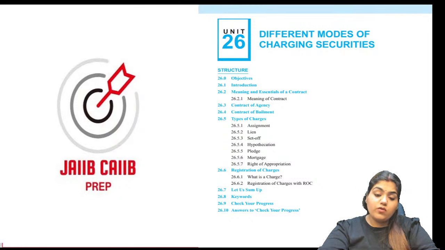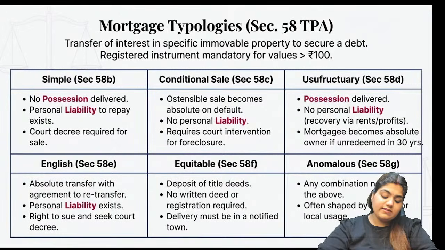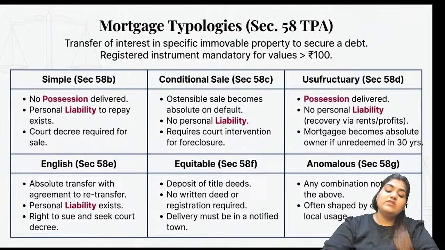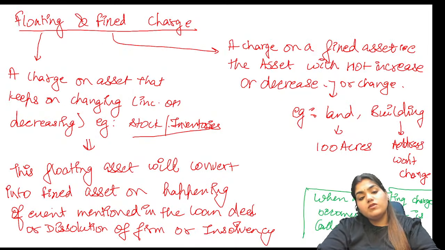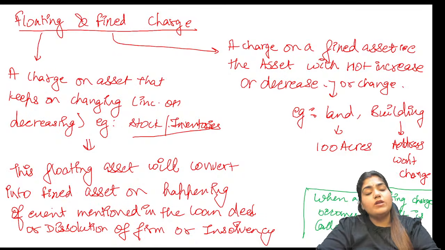Suppose I've taken a loan from PNB and SBI together. Suppose first from SBI, second from PNB, and the PNB first gets it registered. It is the PNB who will get the priority. There are two types of charges, floating and fixed. I've explained this to you. You know this. You can read this.